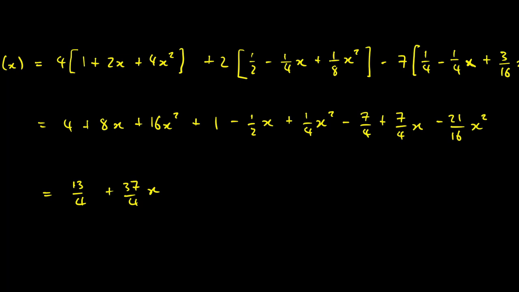And then we've got 16x squared plus a quarter. So that's 65 minus, and that is 239 upon 16 x squared. Okay, and that's our answer.